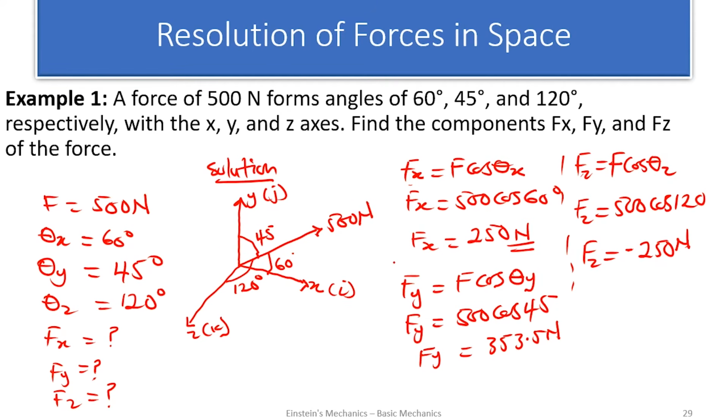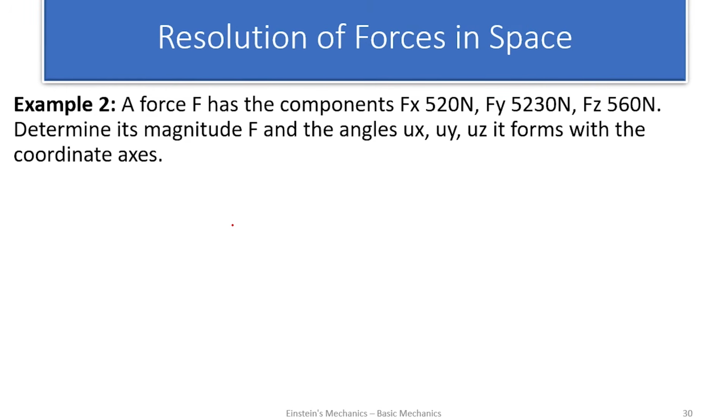So these are the magnitudes of forces if they are resolved on the axes. Meaning if this 500 Newton force is resolved on the x-axis, it will be 250 Newtons. If it is resolved on the y, we are getting 353.5, and on the z, we are getting negative 250 Newtons. And that's simple. Let's move forward. Example 2.